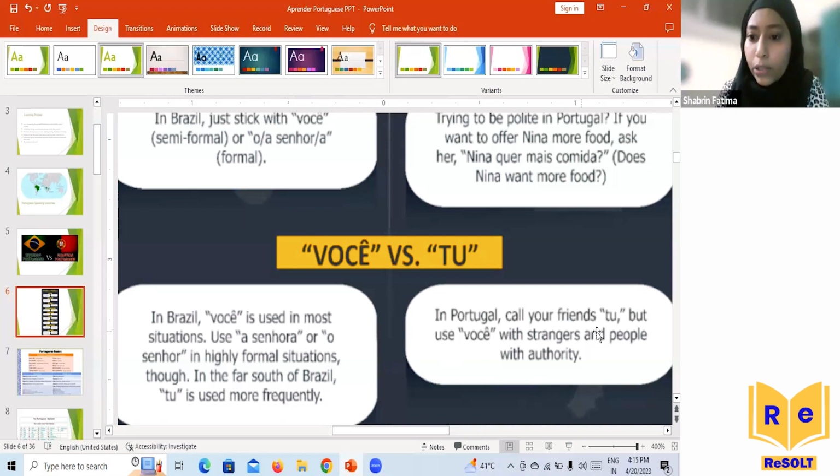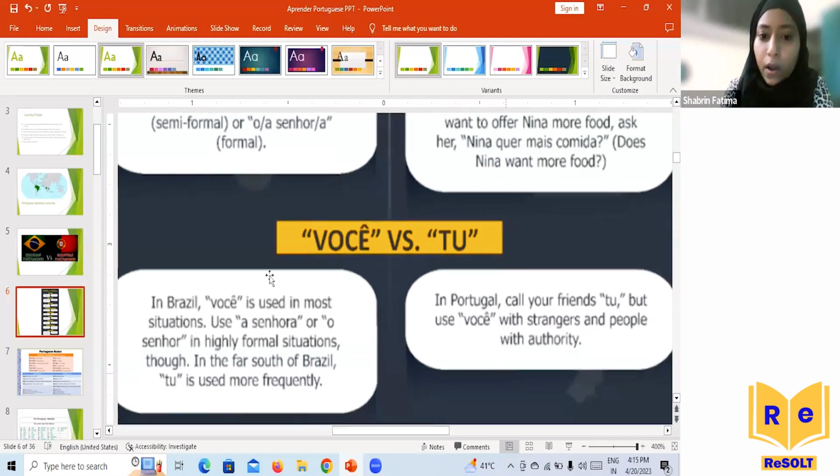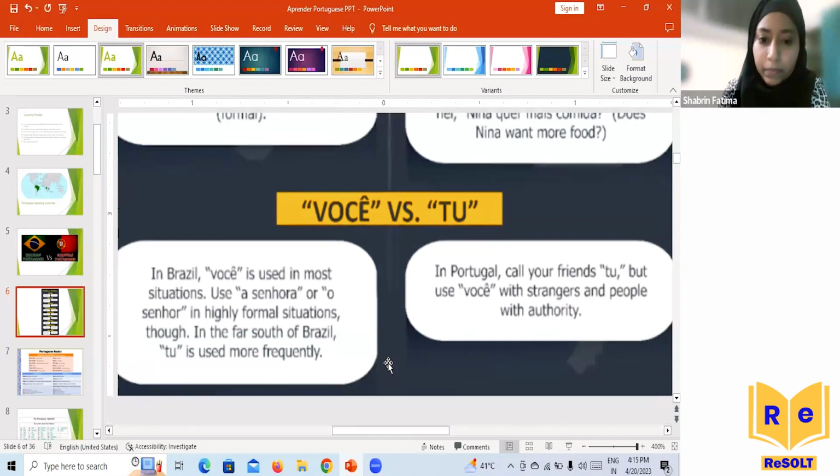In Portugal, you call your friends tu but use você with strangers and people with authority. So we can use tu with family and friends, but for colleagues, companions, strangers or people with authority, we use você in European Portuguese, whereas we can say senhor and senhora in Brazilian Portuguese. So this is the difference between você versus tu.